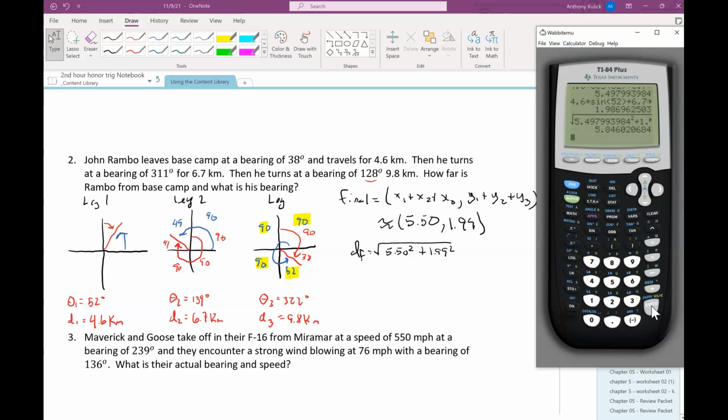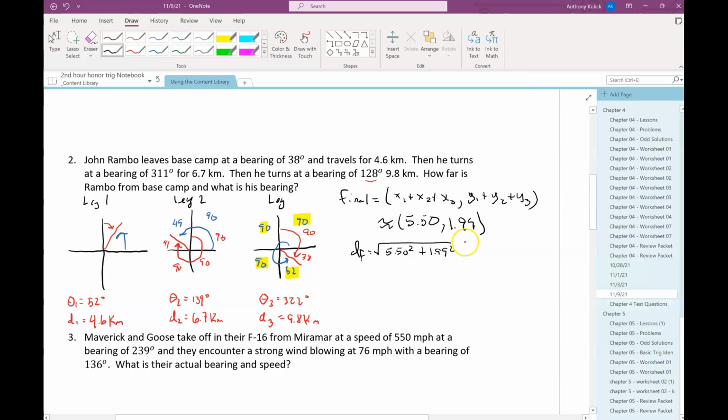So 5.85-ish. You good with that, Grace? Okay. And then to do the bearing, I'm going to plot that point. So I go 5.5 over and basically 2 up. So something like that. You good there?